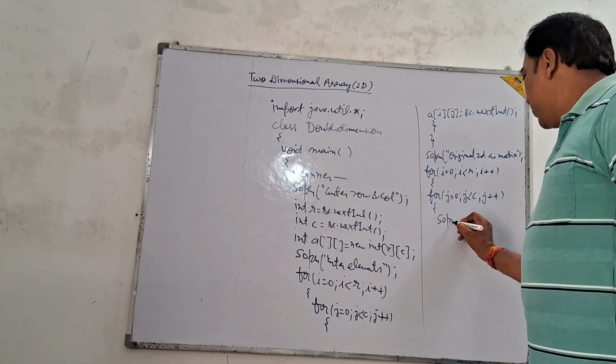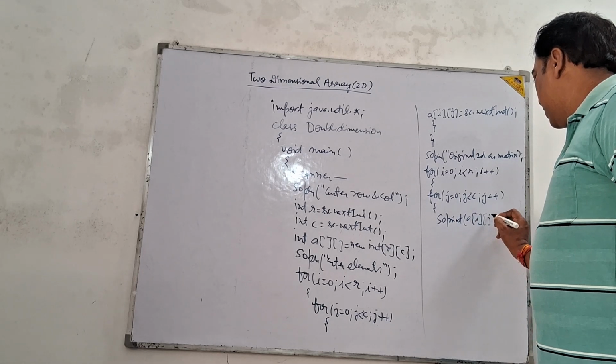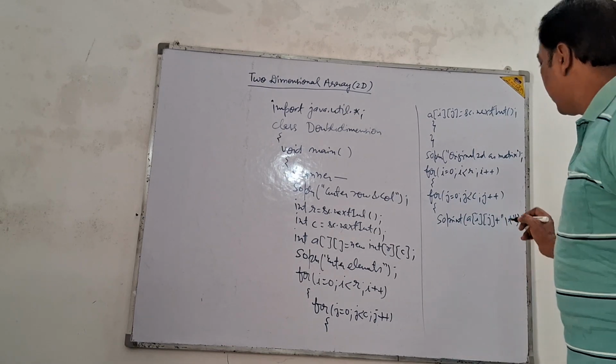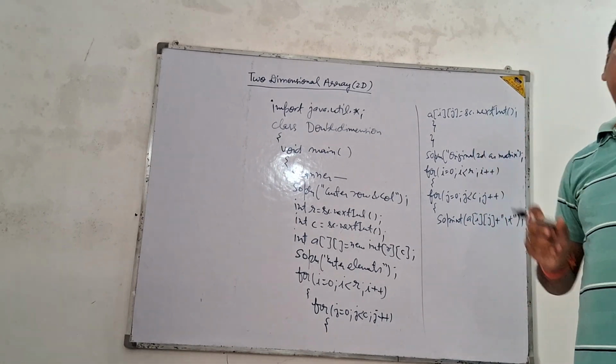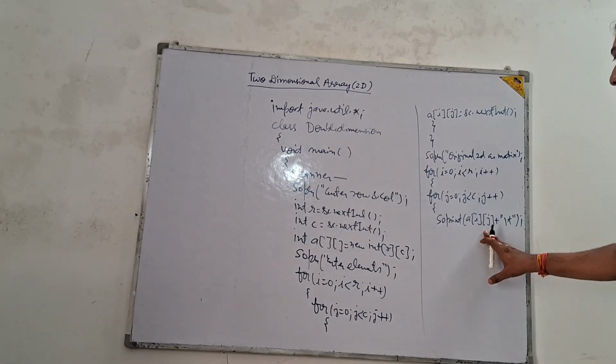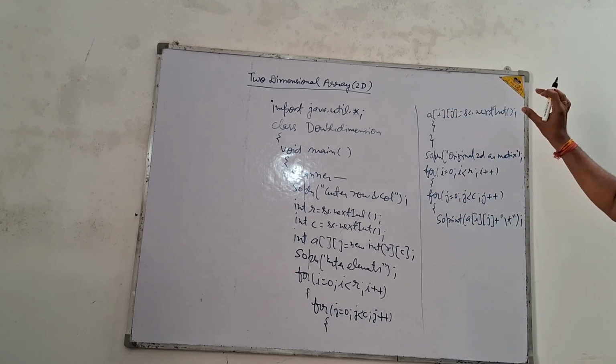In the inner loop, we use only a print statement, not println. And \t. \t is a horizontal tab, so we can maintain a proper space between two numbers. So System.out.print a[i][j] plus \t without ln. This way the numbers will come in the same line.